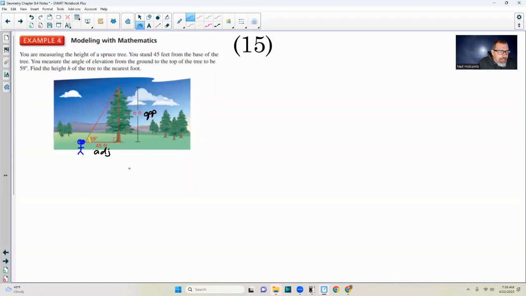Opposite over adjacent is tangent. So you would say the tangent of my angle, theta, equals opposite over adjacent. Theta is the Greek letter theta, and we use that to name our reference angle. All right, so then we substitute our given. The tangent of 59 degrees equals the opposite, height h, over the adjacent, 45 feet.